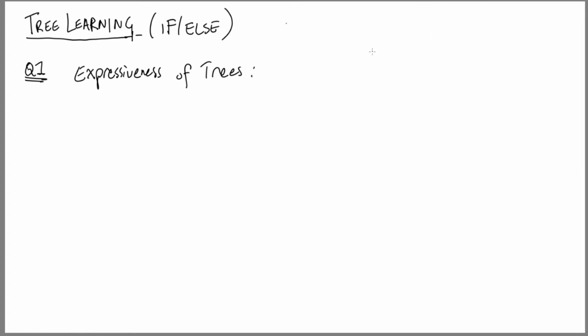If you remember from previous weeks when we talked about linear classifiers, the linear classifier gives you a decision surface that's linear. So the expressiveness of the linear classifier is restricted to just linear decision boundaries. Whereas with trees, we actually get a little bit more flexibility.